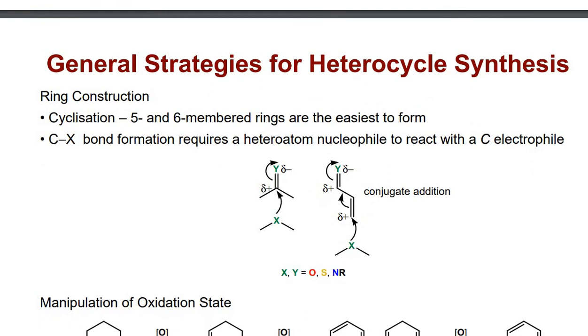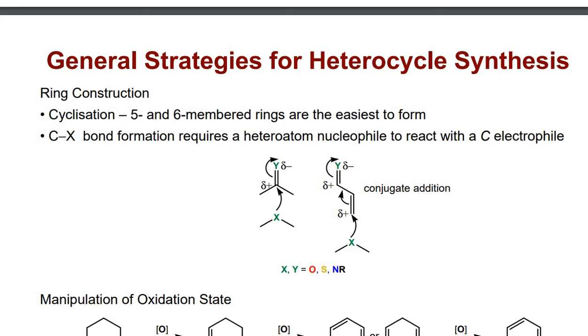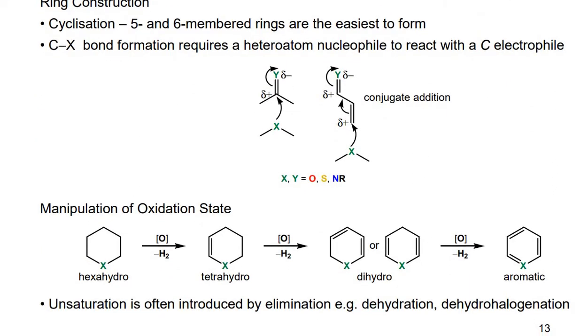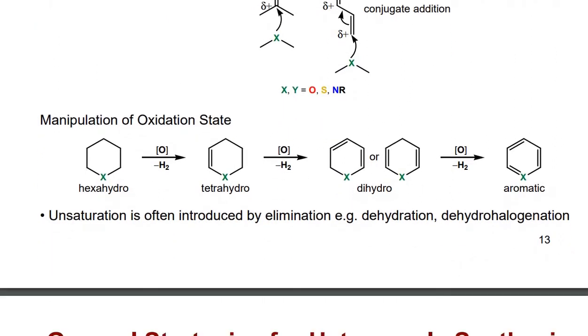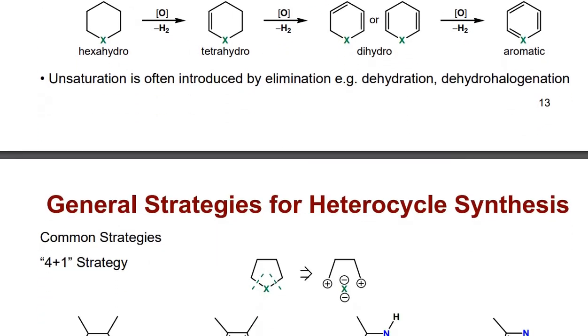Now the important point is here, general strategy for heterocyclic synthesis. Ring construction, cyclization: 5 and 6 member rings are the easiest to form. C-X bond formation requires a heteroatom nucleophile to react with a carbon electrophile. So look at here the conjugate addition, manipulation of oxidation state, hexahydro to tetrahydro, dihydro and aromatic. Unsaturation is often introduced by elimination, for example dehydrations, dehydrogenations.